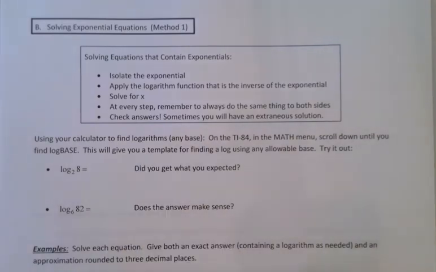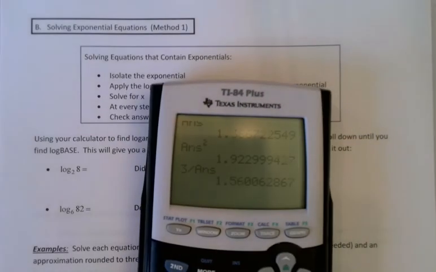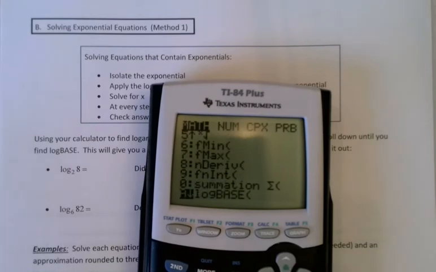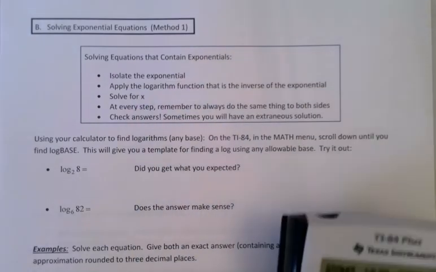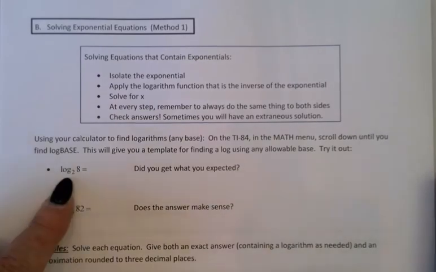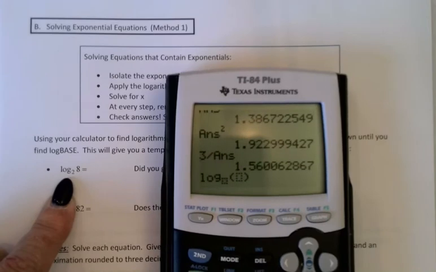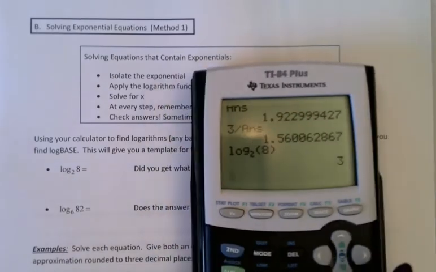By the way, when you use your calculator to find logarithms of an arbitrary base, on the TI-84, in the math menu, if you scroll down a little ways, you will find this option here that says log base. That's what we'll be using when we do our logarithms. So just to practice, let's try this out. If I want the logarithm base 2 of 8, it gives me 3.